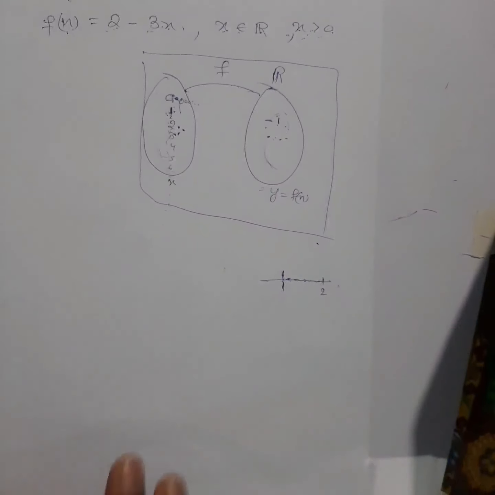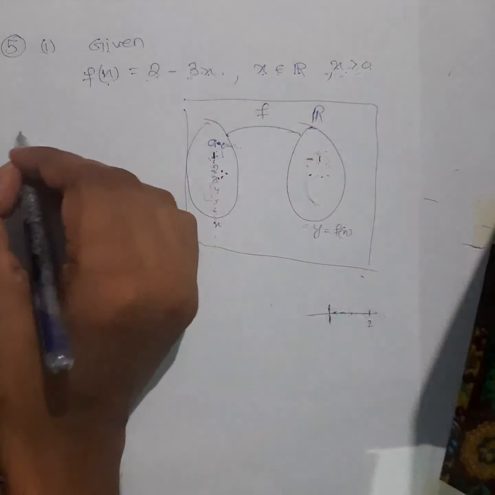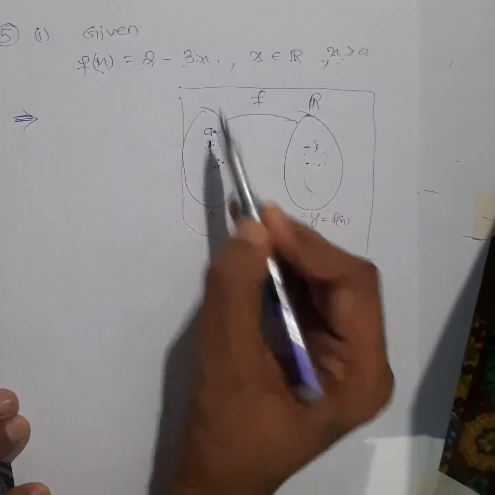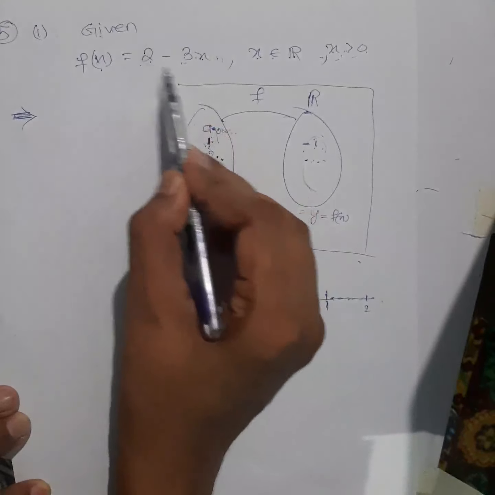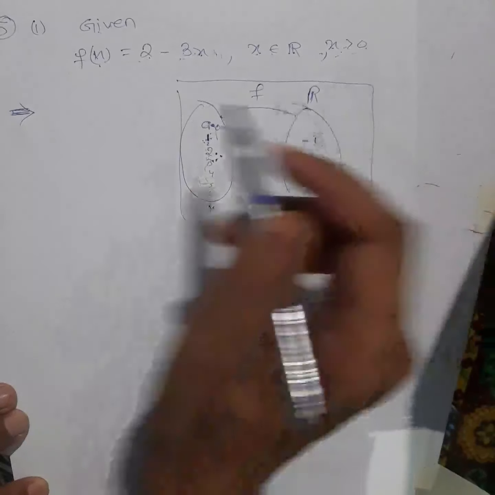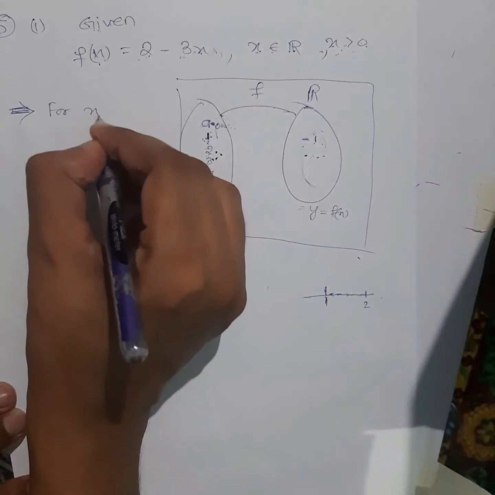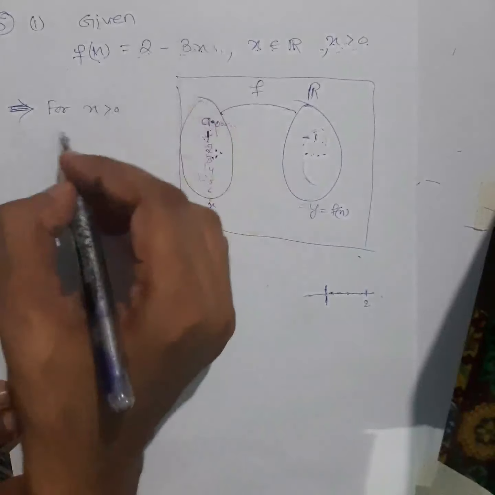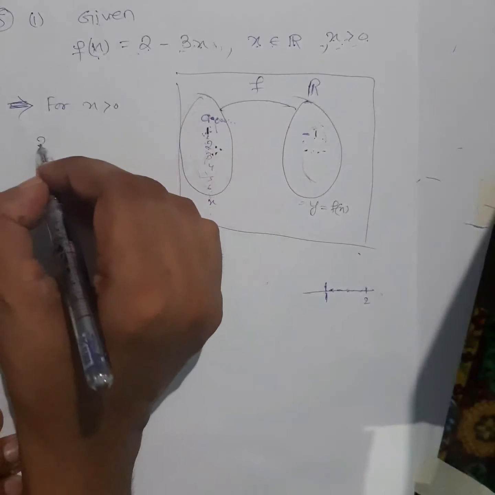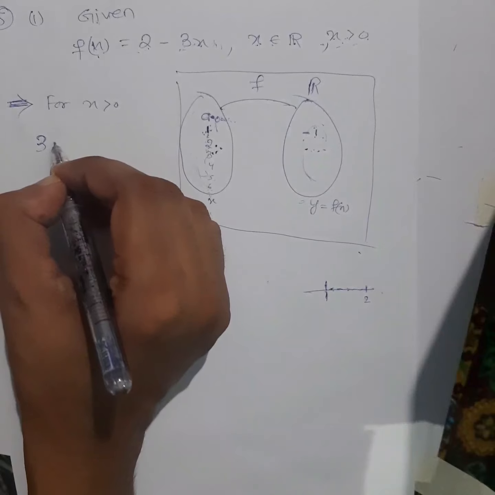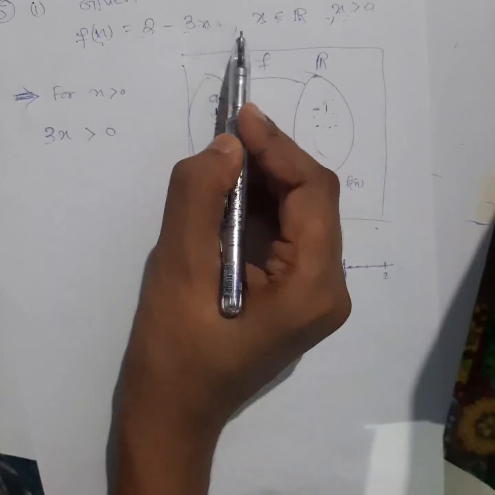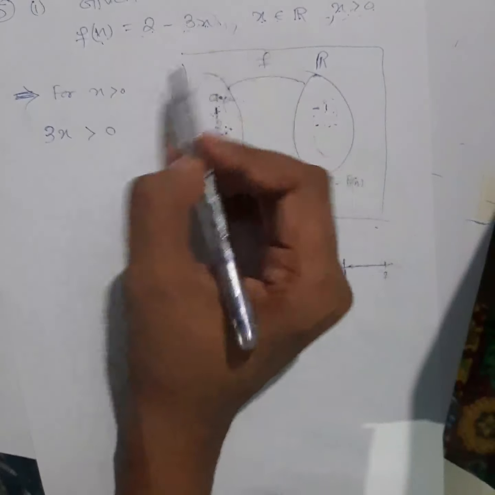Clear? Now the question is how you will write this one, right? So you can write like this. For whatever x value we take, whatever y value we get, those will be your images. Now what x value can you take? x greater than 0. For x greater than 0, what will this one be? So see here, for x greater than 0, 3x will be greater than 0. First thing, if I take x greater than 0, this value will be greater than 0 only, right?